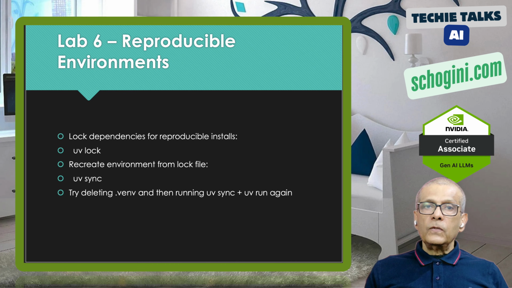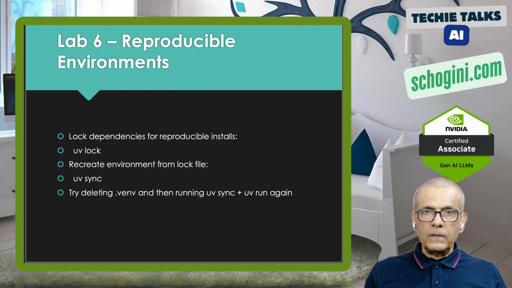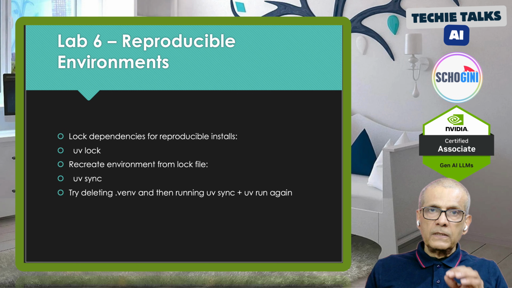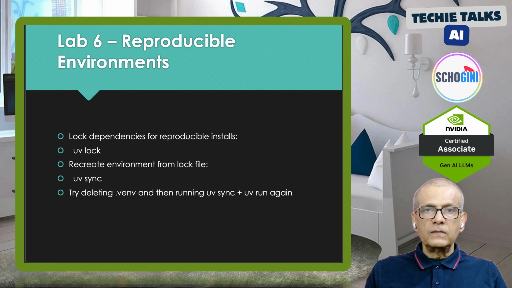Next is uv lock and uv sync. This ensures that we lock our dependency versions in our current project folder, and then we can type uv sync. What it will do is recreate the environment from scratch. So this will ensure that laptops, servers, and student systems are all consistent.